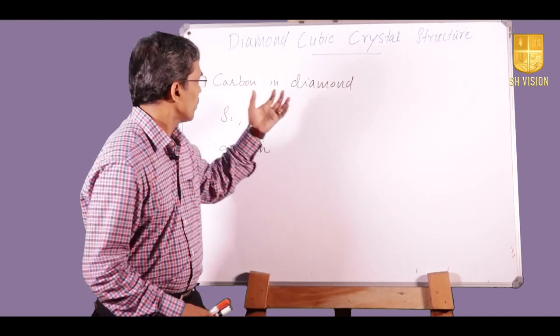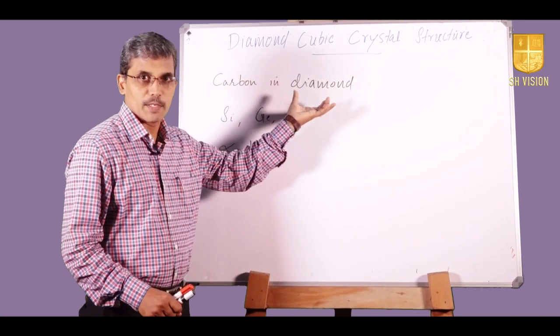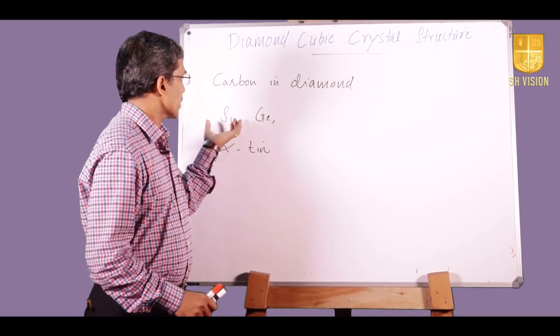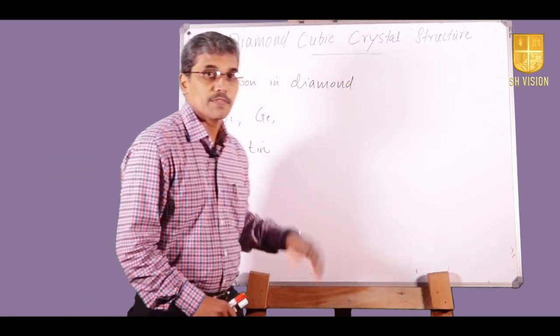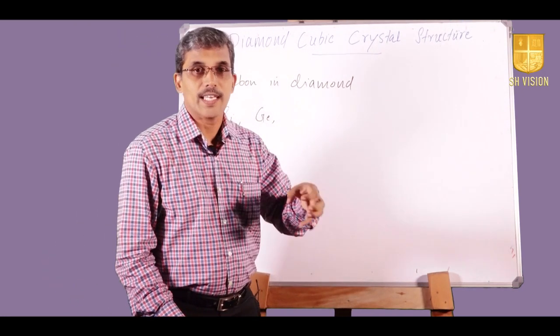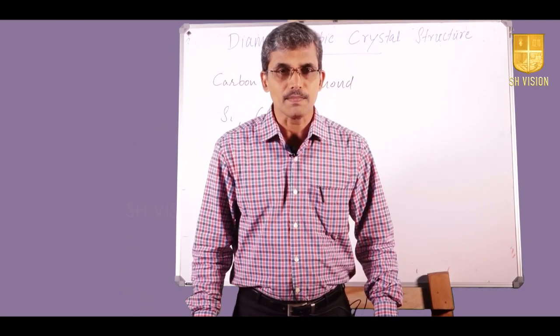Many crystals or many materials like carbon in diamond form, semiconductors like silicon, germanium, then alpha tin, a non-metallic form of tin, these are all crystallized in diamond crystal structure.